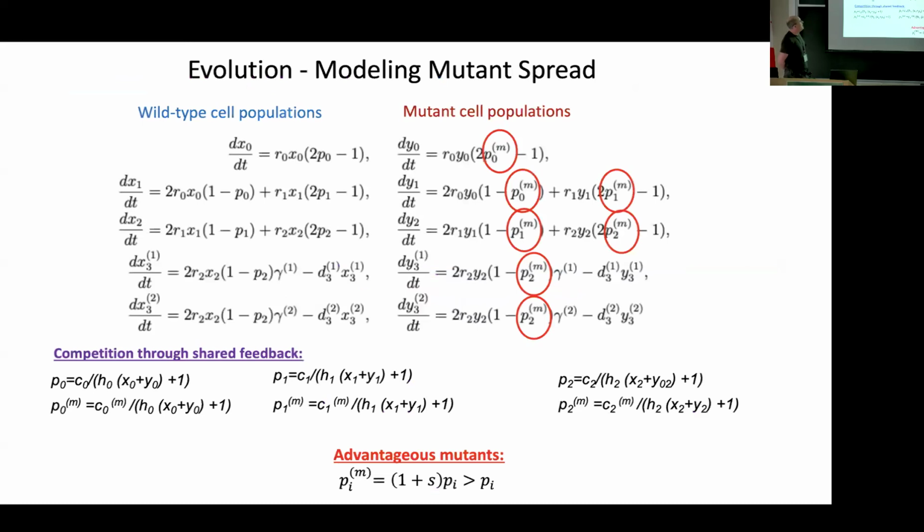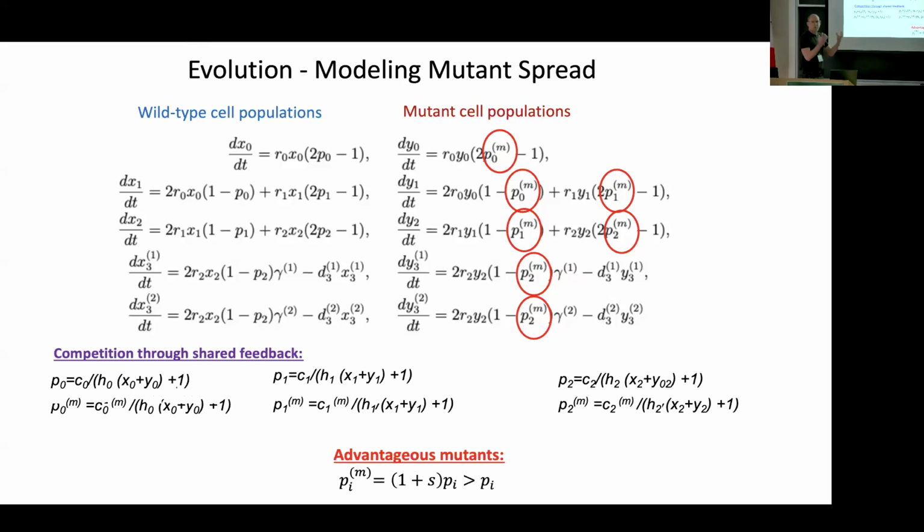So we take a model that is exactly the same as before. This is the model that I showed you before, an ODE model, going down the differentiation hierarchy. And here this is the wild type now, and here we have a mutant that has exactly the same processes happening, but they differ in parameters. In particular, we assume that they differ in their self-renewal probability. In this model, a higher basic self-renewal probability means an advantageous mutant. So we assume that this mutant is advantageous.